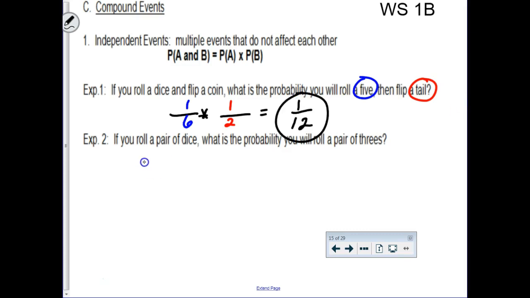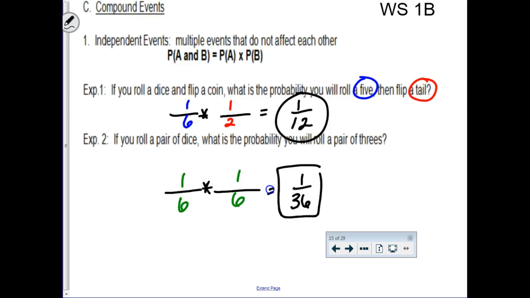Now here we have a pair of dice, or die, or whatever, but they're still independent from each other, right? So we're still going to multiply them together. And what's the probability that we're going to roll a pair of 3s? So the first time you roll that first die, you have a 1 in 6 chance of rolling a 3, and then same thing for the second dice. And when you multiply them together, you have a 1 in 36 chance of rolling a pair of 3s.